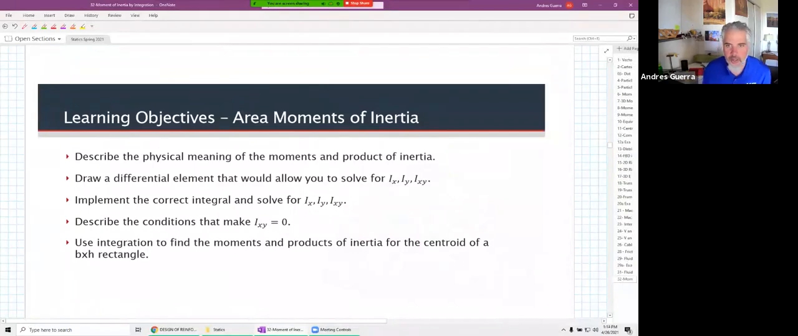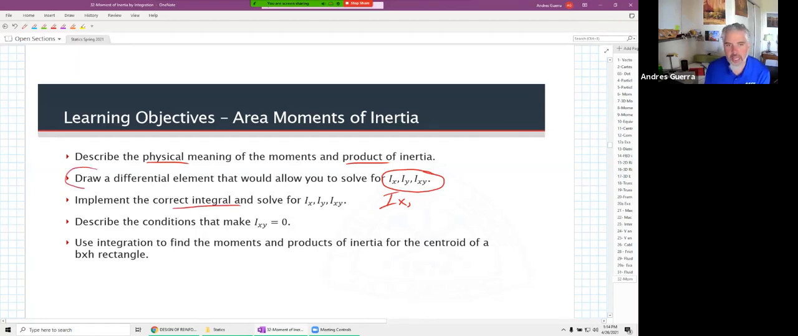And so we're going to start our learning objectives here by describing the physical meaning of the moments and also something called the product of inertia. So we'll talk about what is this area moment of inertia. We're going to start with differential elements that allow us to solve for the moments and products of inertia, where I stands for the moment, with respect to the X-axis, the Y-axis, and then the product of inertia is IXY. Implement then the correct integral to solve for those.